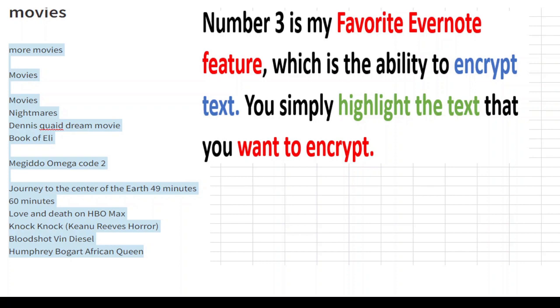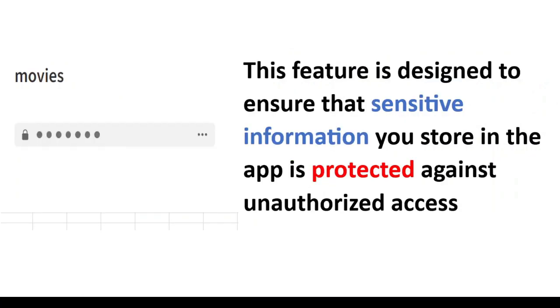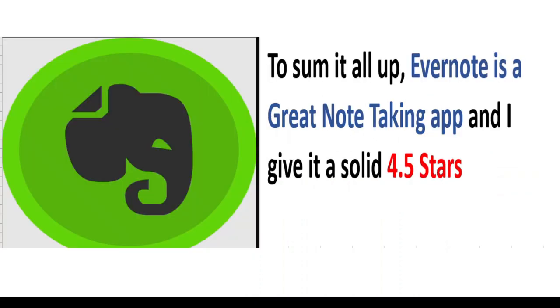You simply highlight the text that you want to encrypt, as you see on the left side of the screen. You right-click on your mouse and select Encrypt Selected Text, then select a password. After you've done this, next time you open up Evernote, it's going to look like that on the screen. This feature is designed to ensure that sensitive information you store in the app is protected against unauthorized access.